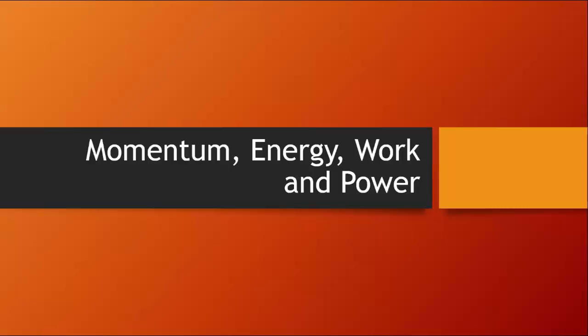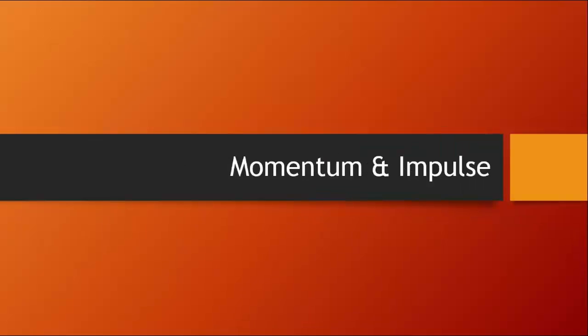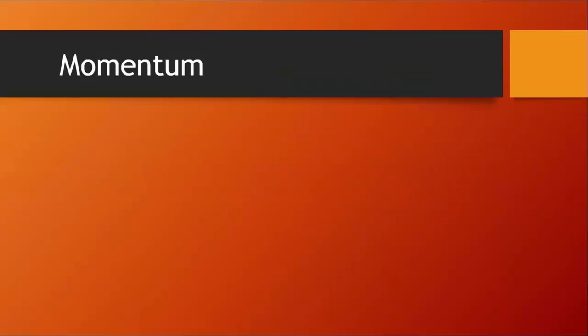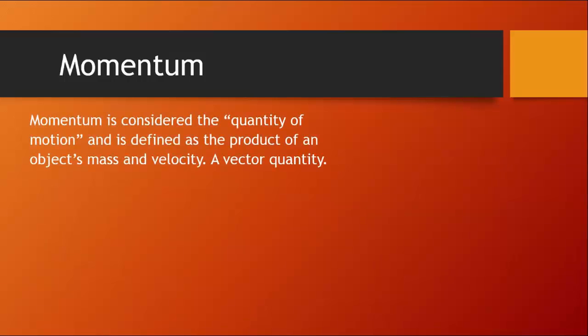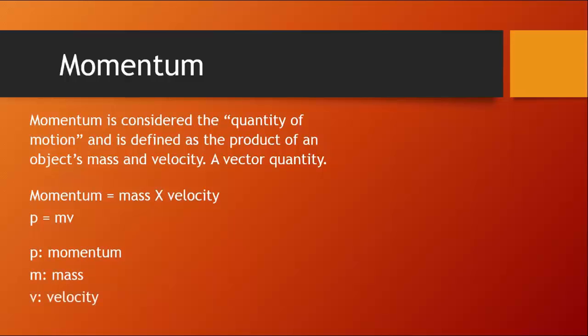This unit is about momentum, energy, work, and power. This lesson is about momentum and impulse. Momentum is considered the quantity of motion and is defined as the product of an object's mass and velocity. Momentum is a vector quantity. So momentum is mass times velocity, and if we write this out like a normal equation, we will write p equals mv. That's right, p stands for momentum. Nobody knows why. m is mass, v is velocity.